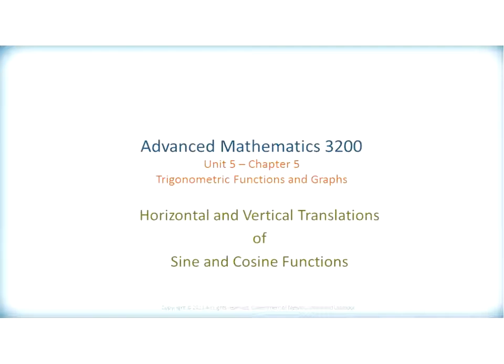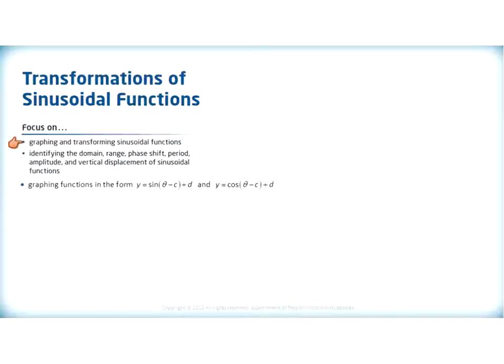Welcome to the Public Exam Review for Advanced Math 3200, Unit 5, Chapter 5, Trigonometric Functions and Graphs. In this presentation, we will review the horizontal and vertical translations of the sine and cosine functions. Here we will focus on graphing and transforming sinusoidal functions. We will identify the domain, range, phase shift, period, amplitude, and vertical displacement of sinusoidal functions.